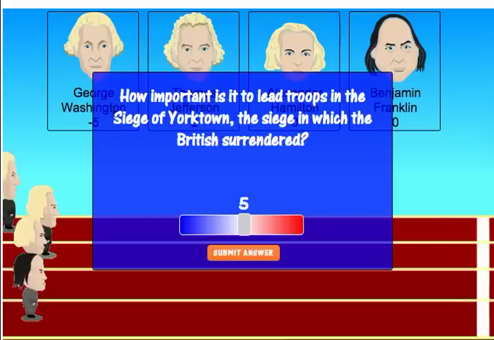The next question asks, how important is it to lead troops in the siege of Yorktown, the siege in which the British surrendered? I think that's pretty important also. I'm going to give that a 7. I'm going to have two of my founding fathers move, because both Hamilton and Washington participated in the siege of Yorktown. So I click Submit Answer.